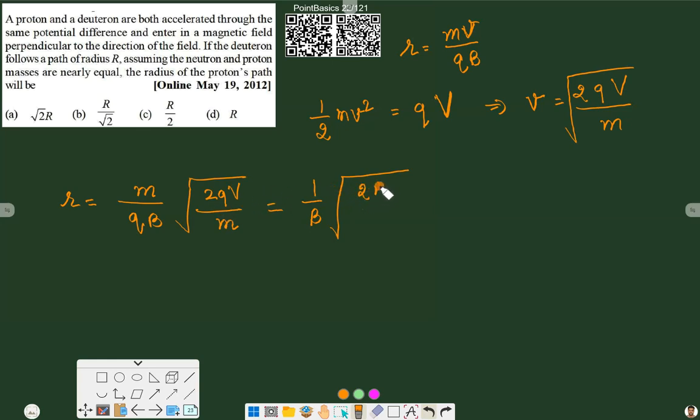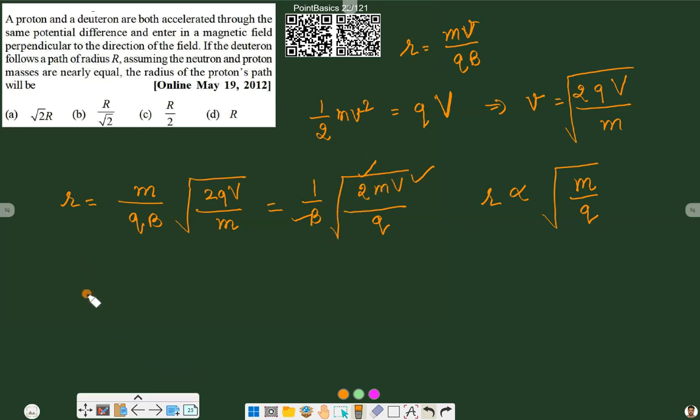So it is twice mV by q, under root. Now the potential is the same for both proton and deuteron, 2 is constant, and the magnetic field is constant, so we can say the radius in this scenario is proportional to under root of mass by charge. Now for the proton, the radius will be proportional to its mass and charge, assuming its mass is m and charge is q. And for the deuteron, it is proportional to, as the mass of deuteron is twice, so 2m, and charge is the same, so q.